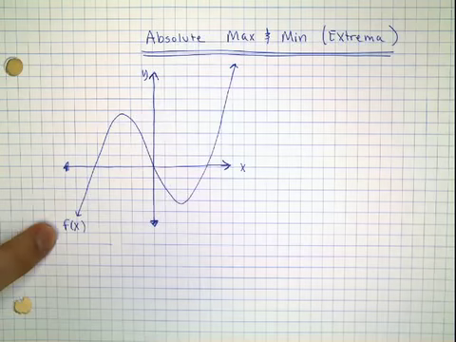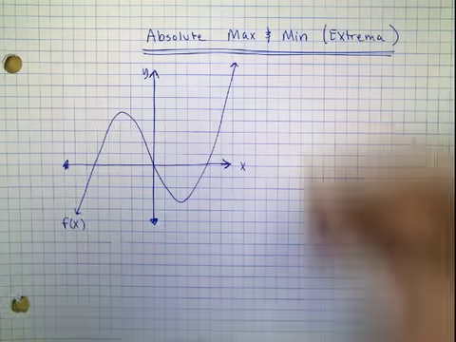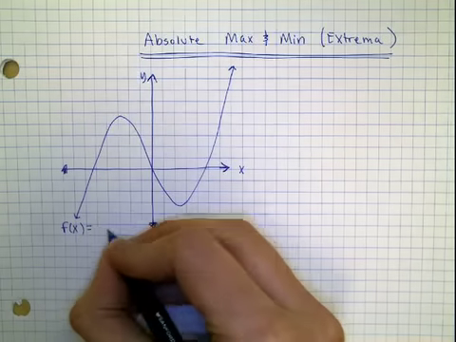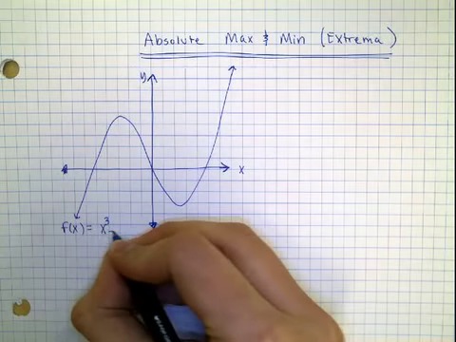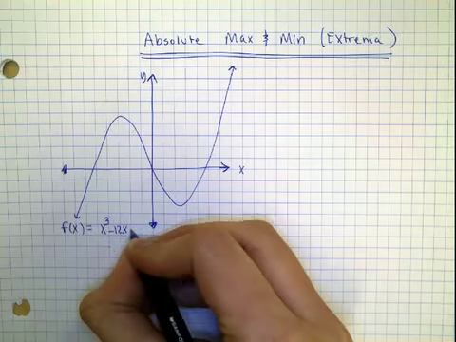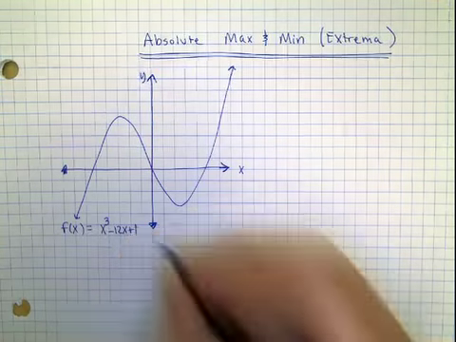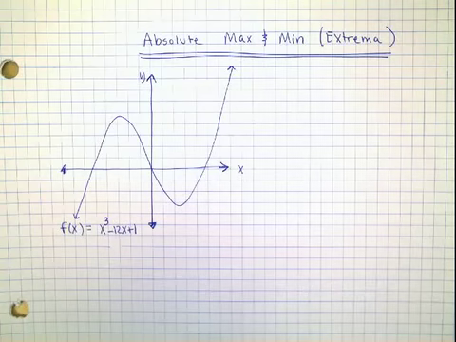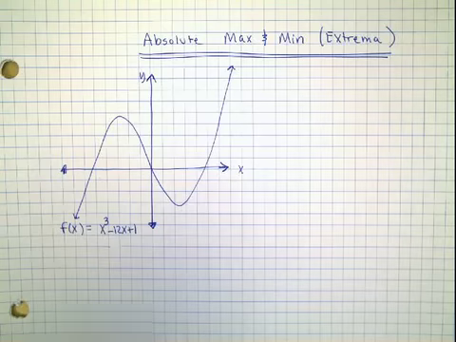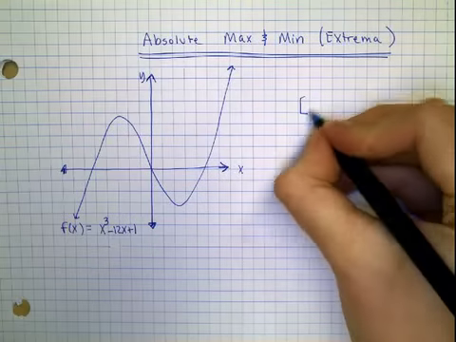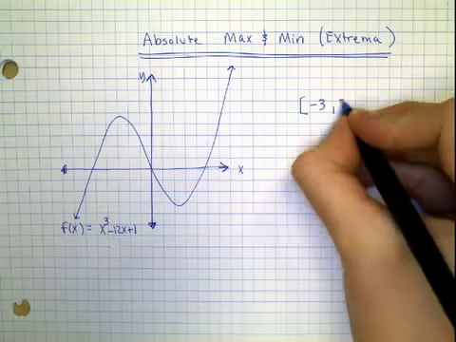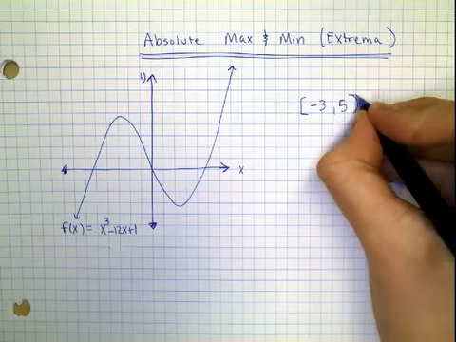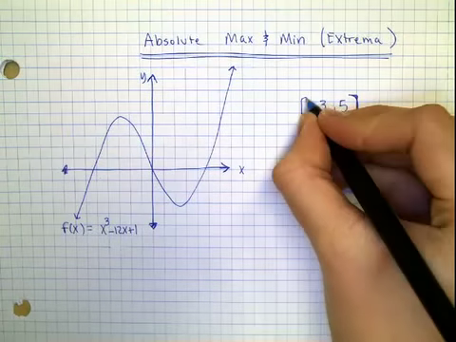Let's imagine that f of x had an equation. How about f of x equals x cubed minus 12x plus 1. I could ask you all sorts of questions. Like I could start asking you, where's the highest and the lowest point on this graph? But I need to give you an interval. So let's say I want to study this graph from -3 to 5. Let's put a bracket around that, from -3 to 5.